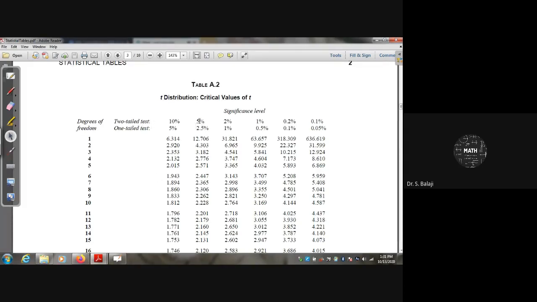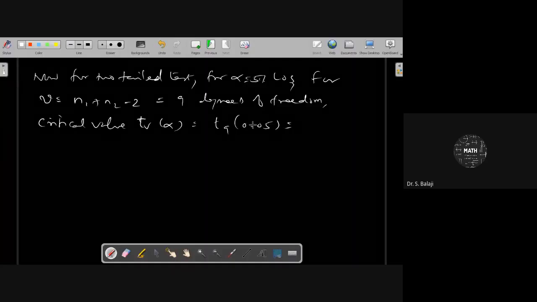Therefore, the critical value for the t test for a two-tailed test at 5% level of significance with 9 degrees of freedom, 5 plus 6, 11 minus 2, 9, is 2.262.